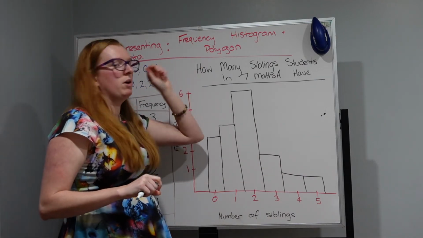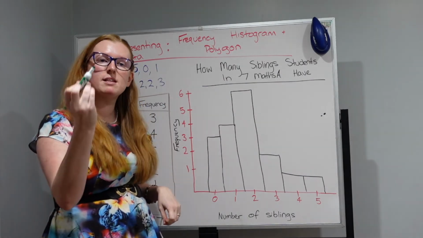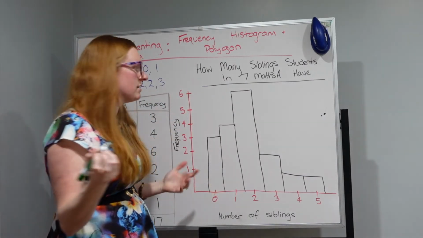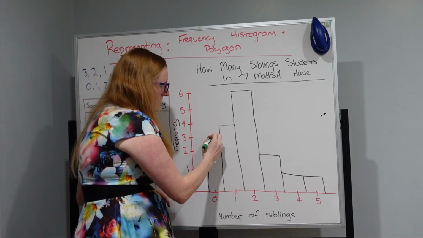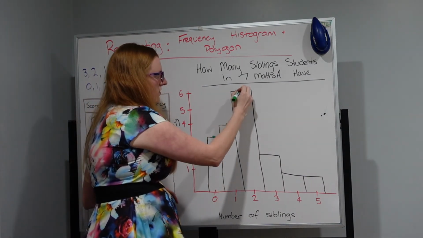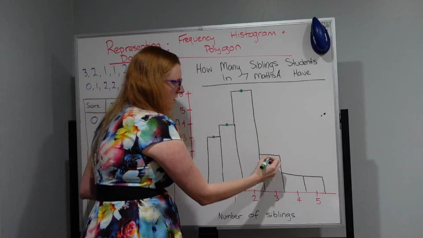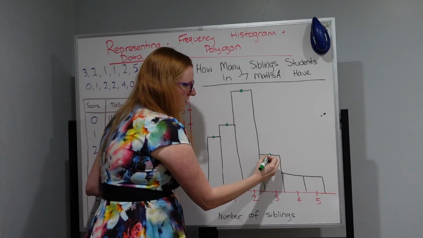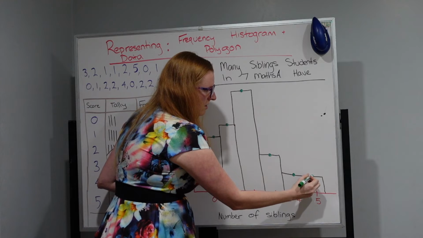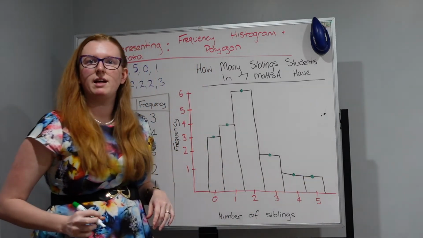Okay, cool. I'm going to change colors so you can see this one a bit better. Now I'm going to do a polygon, a frequency polygon. So basically what I'm going to do is I'm going to take my different color. You may choose to do yours in the same color. And I'm going to put a dot right in the center of each of these columns, like this. Right in the center, nice and big, like that.